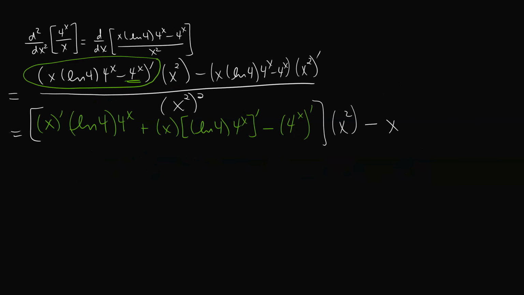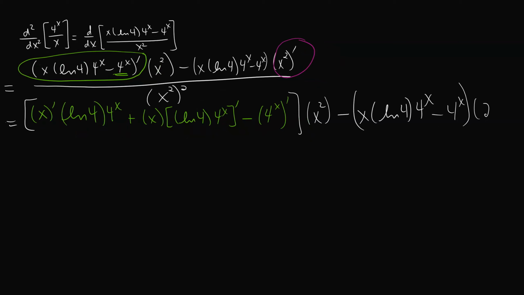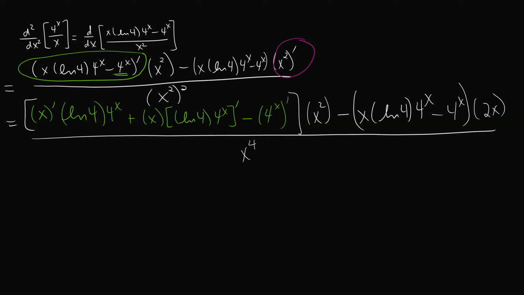Okay, minus x times the natural log of 4, 4 to the x, minus 4 to the x, all of that in parentheses, and then that gets multiplied by the derivative of x squared. By our power rule, the derivative of x squared is just 2x. And then that's all divided by x to the 4th. Okay, so we still have some functions that need to be differentiated in our expression. There they are. Let's take care of that now.